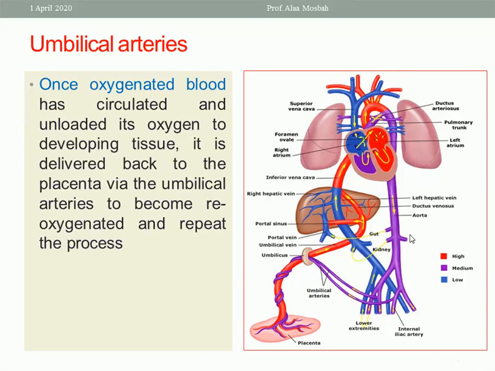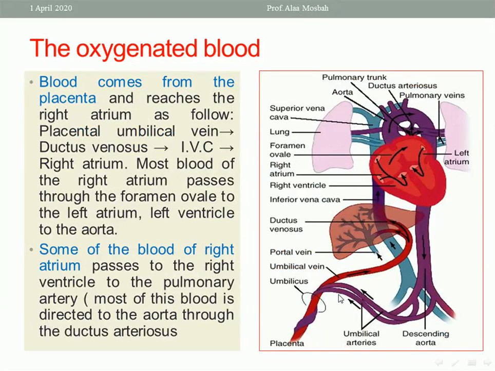What about the umbilical arteries? We have two umbilical arteries. We said the umbilical cord contains two umbilical arteries, which are blue here, coming from the internal iliac vessels. These umbilical arteries carry less oxygenated or deoxygenated blood to the placenta to become reoxygenated again and pass through the umbilical vein and repeat the circulation. So we have oxygenated blood and non-oxygenated blood.